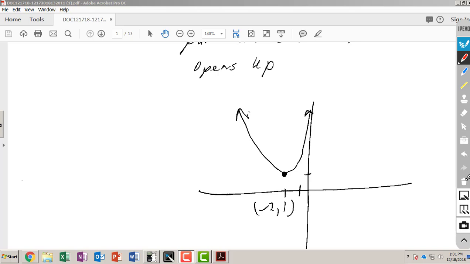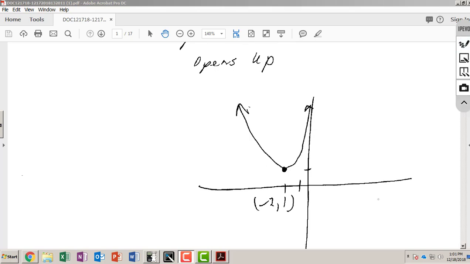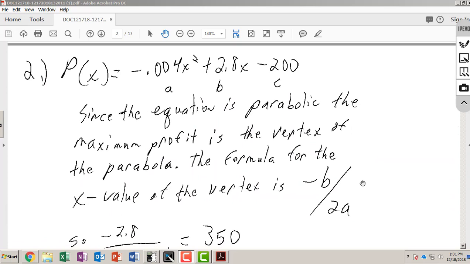Okay, problem number 2. It says the profit that the vendor makes per day by selling x pretzels is given by the function p of x equals negative 0.004x squared plus 2.8x minus 200. Since the equation is parabolic, the maximum profit is located at the vertex of the parabola. It says find the number of pretzels that must be sold to maximize the profit, so you're going to use the vertex formula.